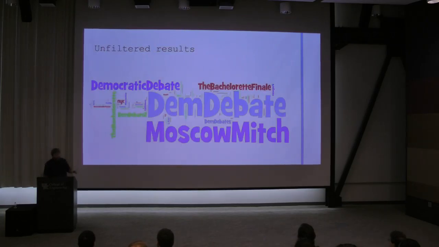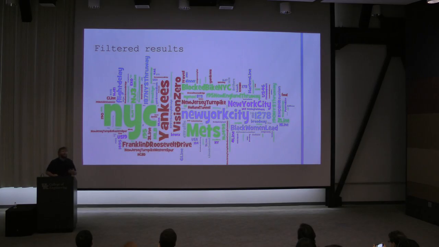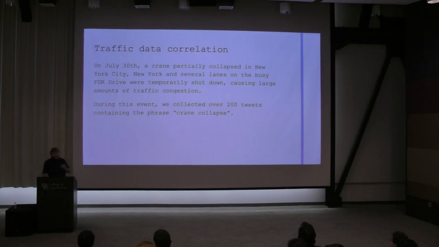Here's the first. We can see in New York they were talking about the Democratic debate. They were upset with Mitch McConnell and they weren't interested in the Bachelorette finale. Now after doing the filtering I mentioned, we see a much broader spread of New York City, Yankees, different events, different streets, and different things like that. And this is a trivial case, but it's just to give you an idea of what that kind of data would look like. So moving on to our specific example.